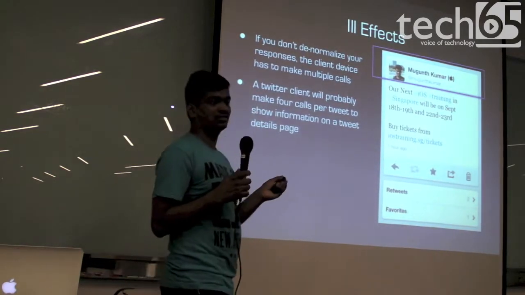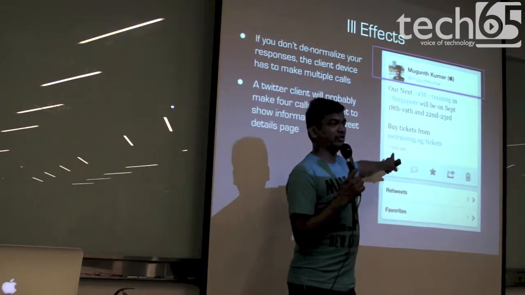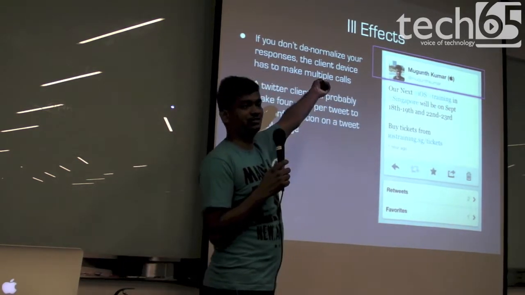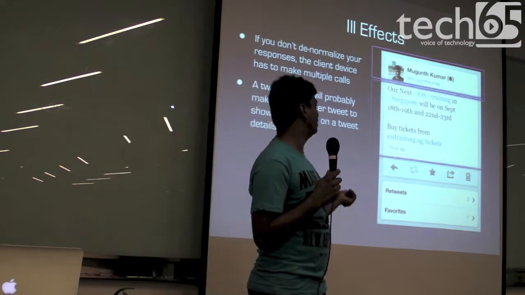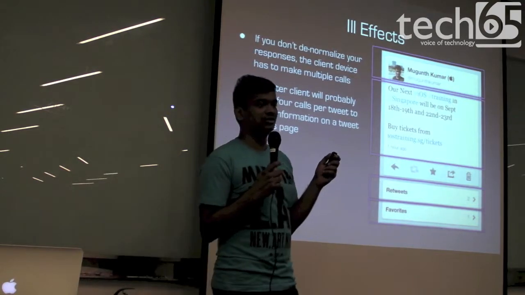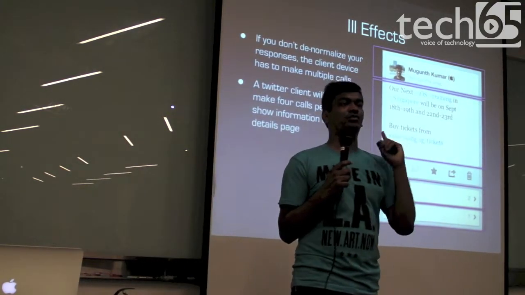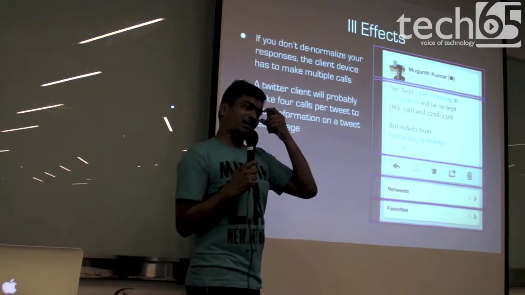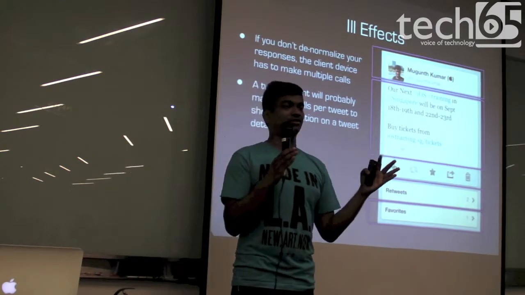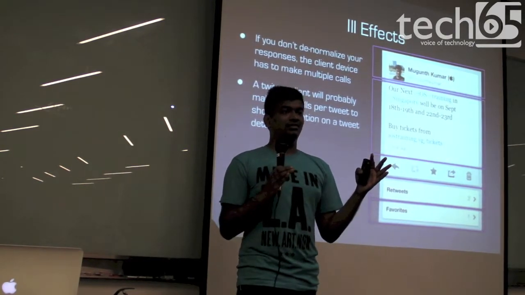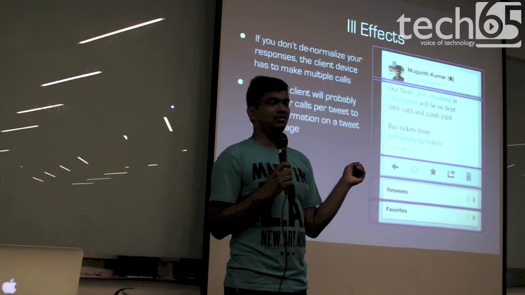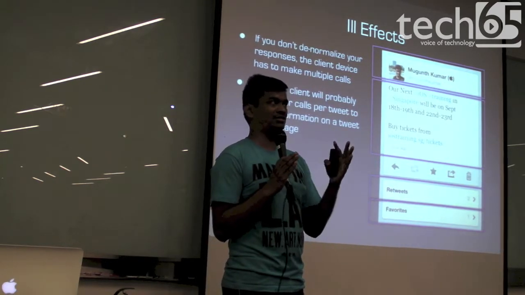If you don't denormalize, when a client implements this view, the first call should be made to the user's API to get the user information. Second call has to be made to get the tweet information, third call to get the number of retweets, and fourth call to get number of favorites. So what could be completed in one call now takes 4 different calls. And what that means is, if your server can handle, say 10,000 calls a minute, just by improper denormalization, you effectively reduce your server's capacity by 4.